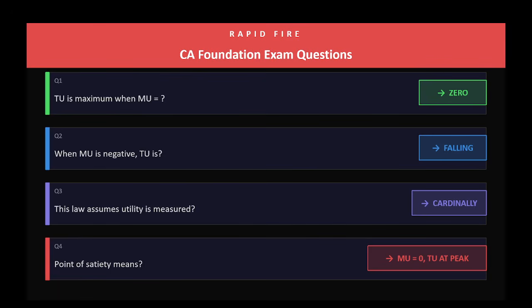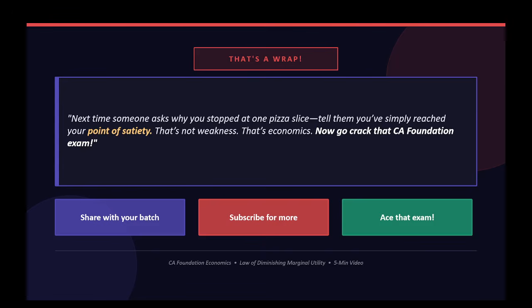Got my point? So next time you eat that extra slice of pizza, don't feel bad. You're just living proof of the law of diminishing marginal utility. And now go ace that CA Foundation exam.